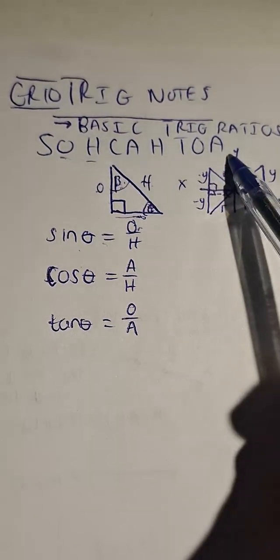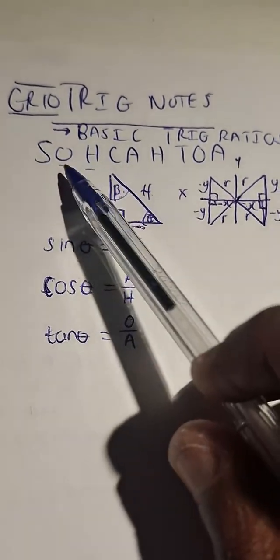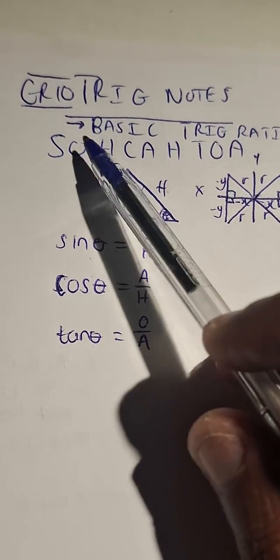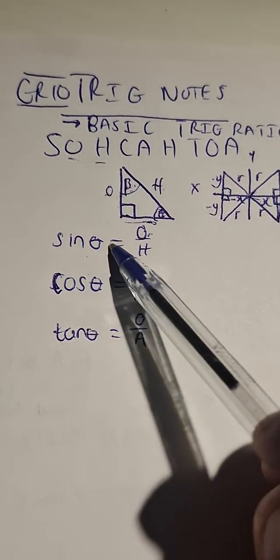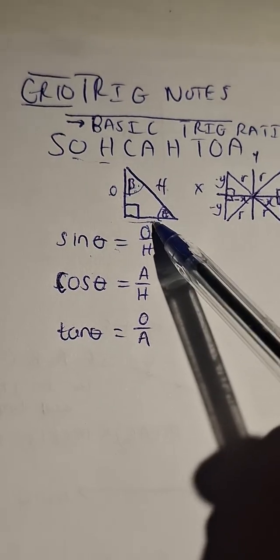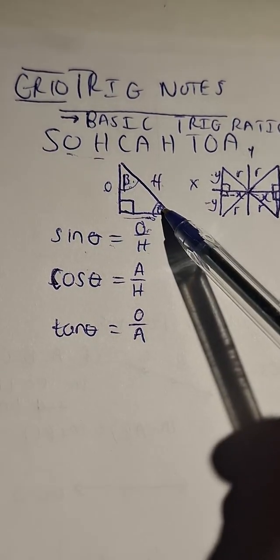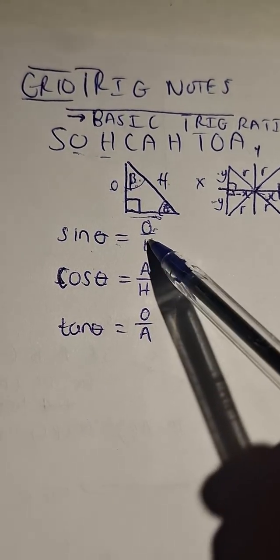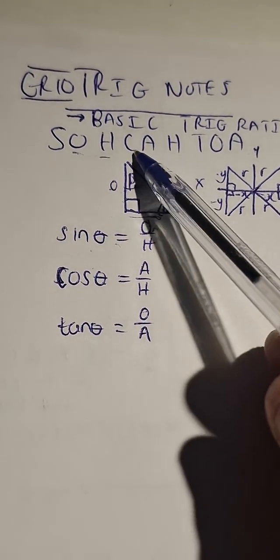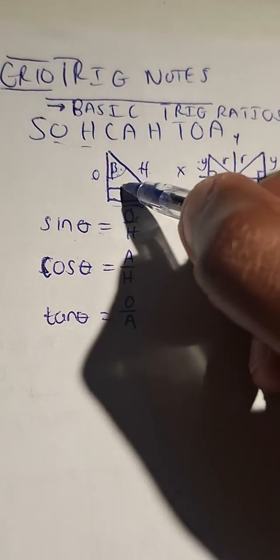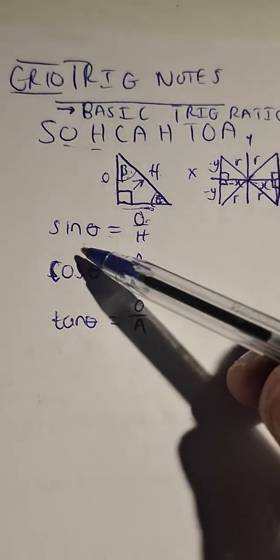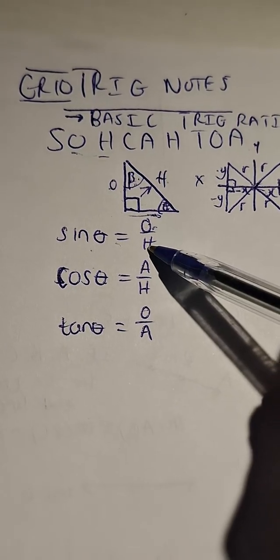So this mnemonic is very helpful. Sine is opposite over hypotenuse. Sine of theta, opposite side, the side opposite theta. Hypotenuse is always opposite 90 degrees. Hypotenuse, guys, is the longest side of the triangle, and the hypotenuse is always, forever, always opposite 90 degrees. So sine theta is opposite over hypotenuse.